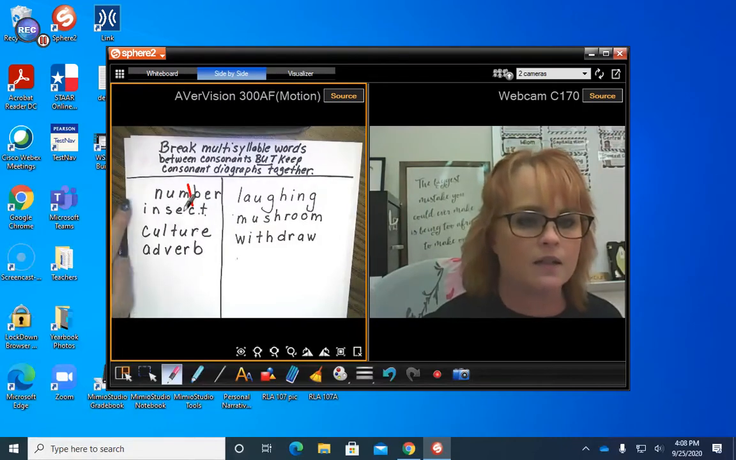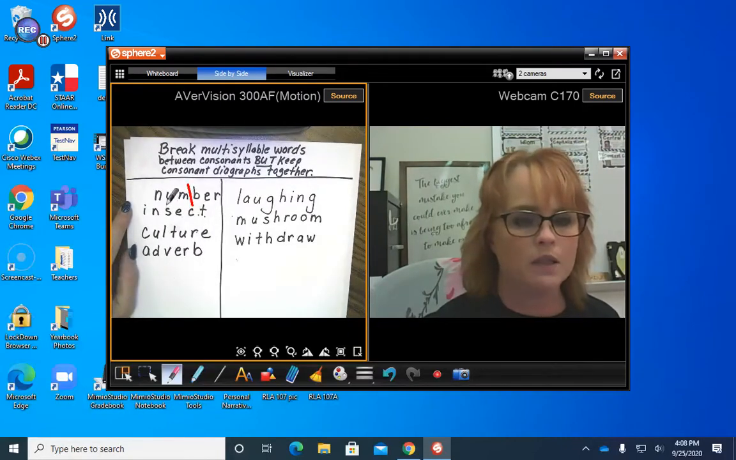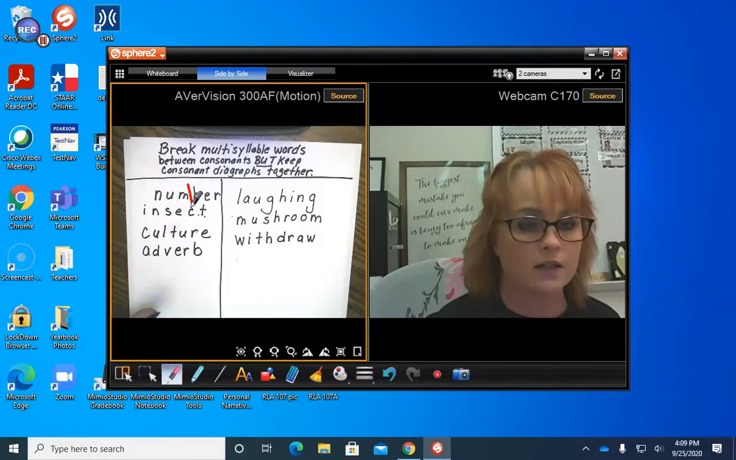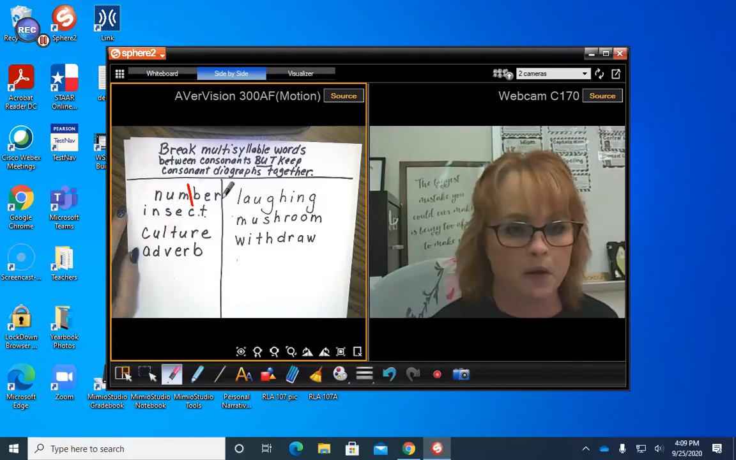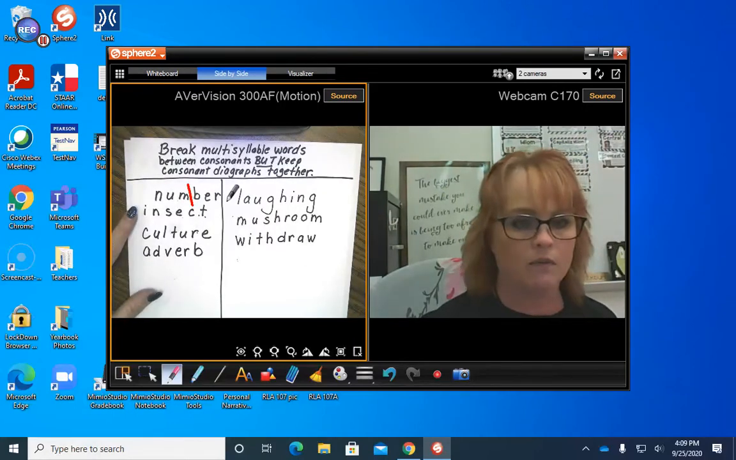And again, this is helpful because when we come to larger words with more than one syllable, and we don't know what the word is, if we know where to split it and to break it into smaller chunks, then it's going to help us read the word. Number. Great. Okay, let's try another one.